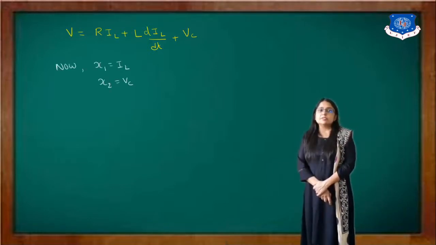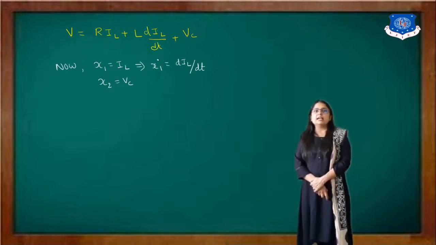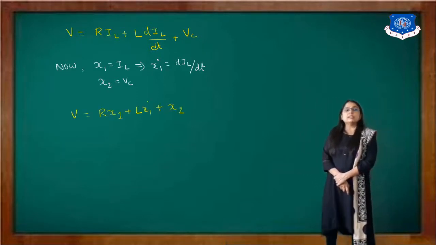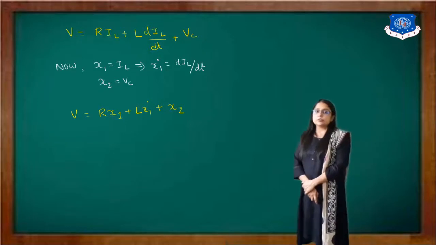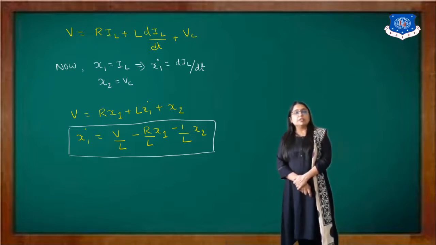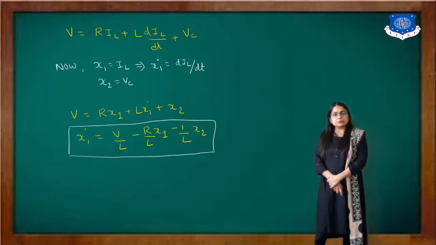Now we substitute the two variables, and x1 dot is definitely dIL by dt. So V equals R x1 plus L x1 dot plus x2. Now we are finding the equation of x1 dot. So that equation becomes x1 dot equals V by L minus R by L x1 minus 1 by L x2.